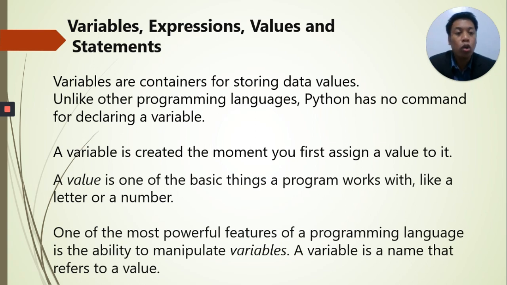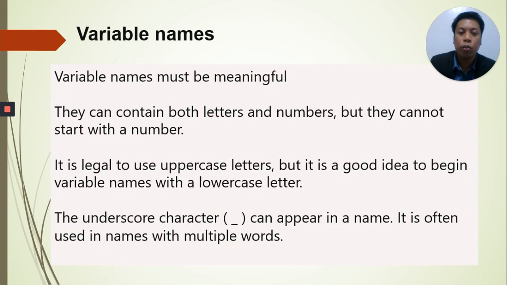Now, one of the most powerful features of a programming language is the ability to manipulate variables. A variable is a name that refers to a value. When it comes to variables, we have naming conventions. Variable names must be meaningful. In Python, they can contain both letters and numbers, but they cannot start with a number. We have to remember that. It is also legal to use uppercase letters, but it is a good idea to begin variable names with a lowercase letter. The underscore can also be used when naming variables in Python.